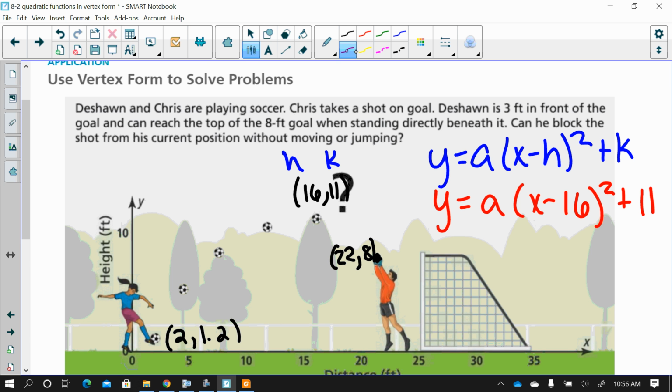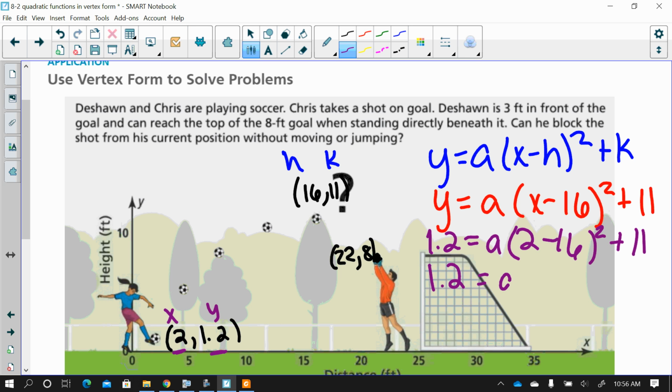Okay, so to figure out what A is, I'm taking this point and plugging in for x and for y. So 1.2 equals A, x was 2, so 2 minus 16 squared plus 11. So 1.2 is equal to A times negative 14 squared plus 11. 1.2 equals A times 196 plus 11.